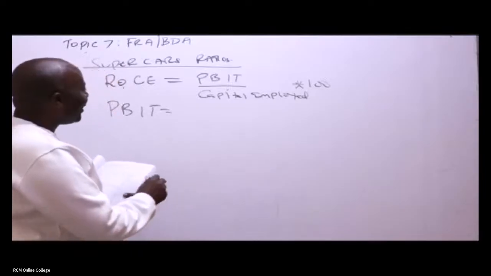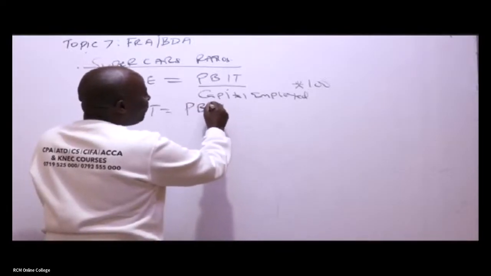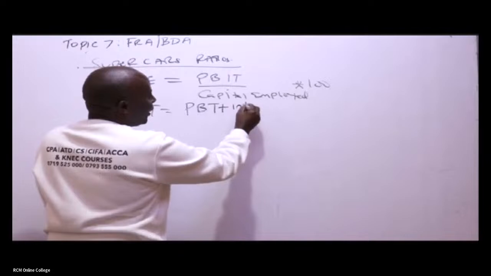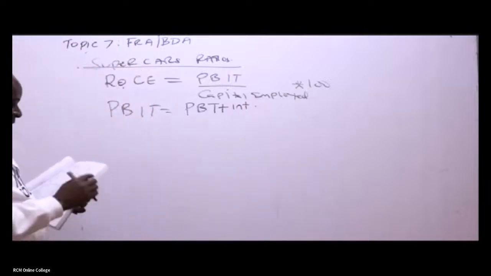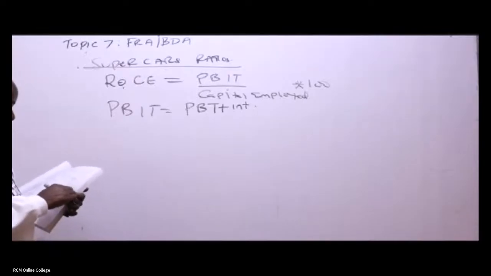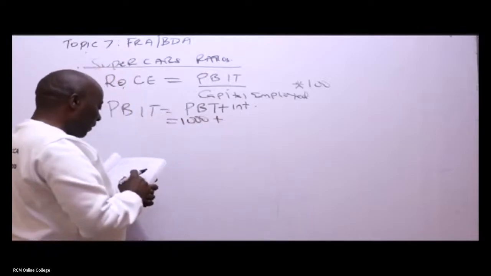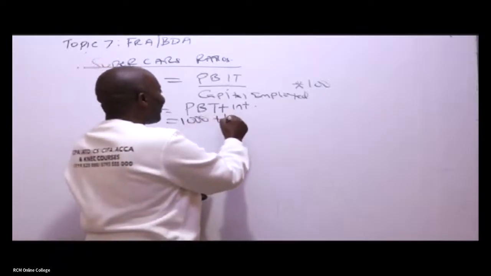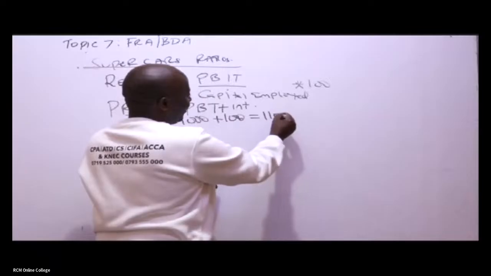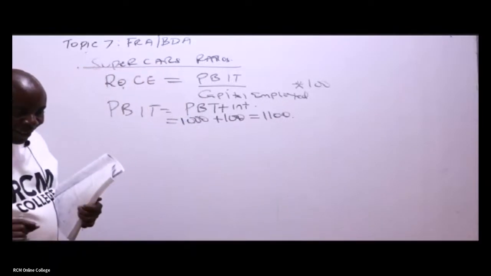Because whatever they have given me is PBT. When they give me PBT, I must add back interest, because what Irene is giving me there, the 1,000, is profit before tax. So it is 1,000 plus interest. Interest is how much? Are you able to see the finance cost? 100. So Irene, I believe you'll never forget this now. Is that okay? I believe now these are sunk permanently.